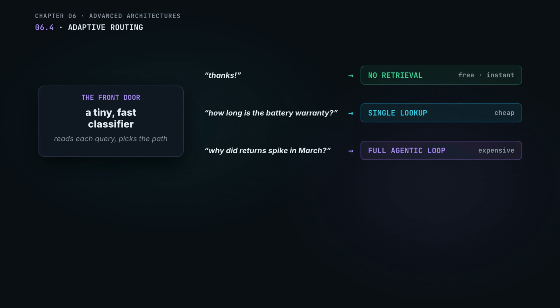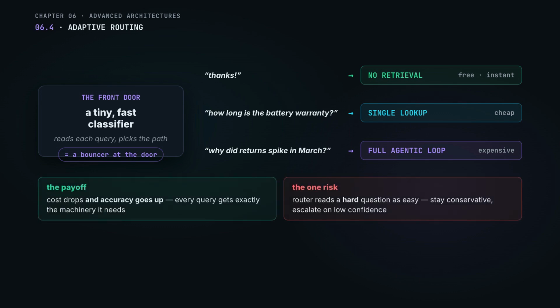Now, if you send all three down the same path, you lose either way. Route everything through the heavy agent, and you are massively overpaying for a thank you. Route everything through a single lookup, and the hard question gets a shallow, wrong answer. So you put a tiny, fast classifier right at the front door. It reads each query and picks the path. No retrieval, a single lookup, or the full loop. In plain terms, it is a bouncer, sending each question to the right room. A small model does this almost instantly and very accurately.